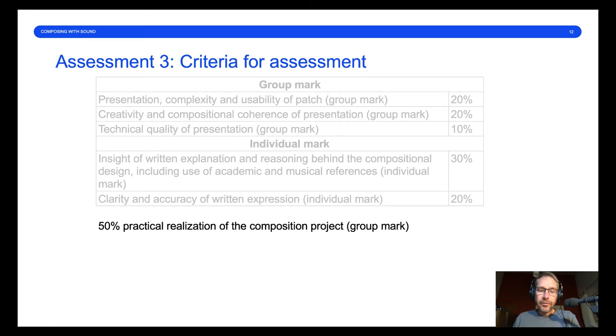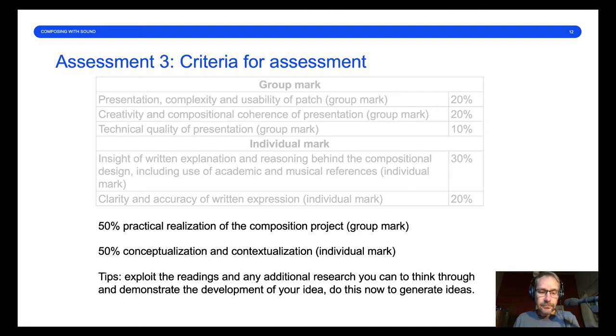So 50% of the mark is on the practical realization of the composition project, that's the group mark, and 50% is on your written component, the conceptualization and contextualization. So when you're looking to do your research, make sure you exploit the readings and any additional research that you can think through and demonstrate the development of your idea.